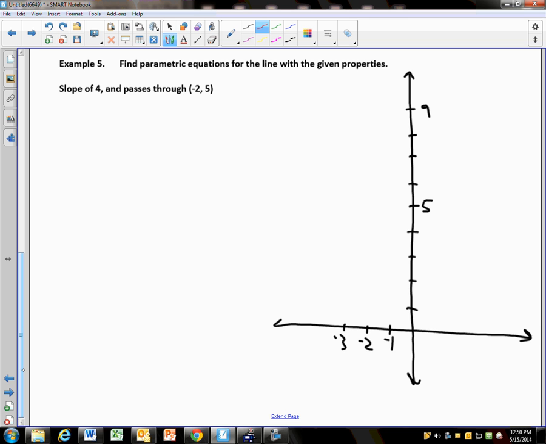We just place things into rectangular form. We're now going to place them into parametric form. It says, find a parametric equation for the line with the given properties. It's supposed to have a slope of 4 and pass through negative 2, 5. So I plot back 2 and up 5.